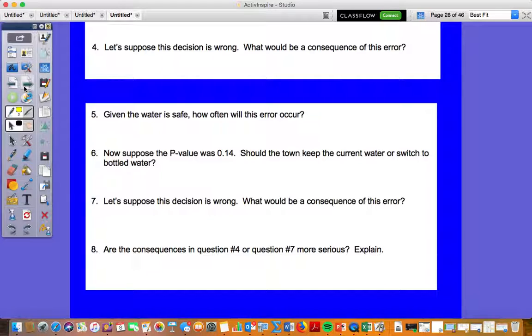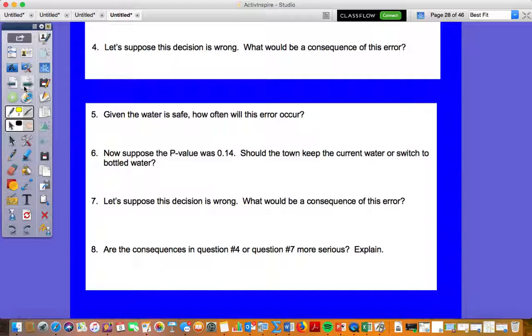All right, let's suppose this decision was wrong. It was wrong, the fact that it should have been statistically significant, because can we ever be 100% sure? No, we just have reason to believe it, to reject the null, right? The question that I have is, what would be a consequence of going to bottled water based on our statistics? Chris, do you have a consequence? It could be anything that's practical.